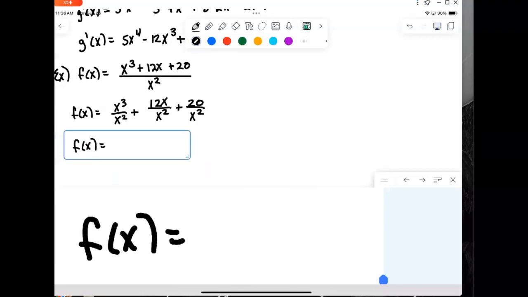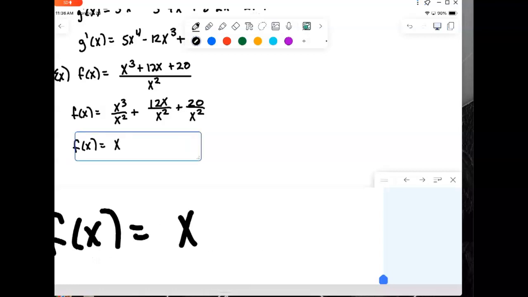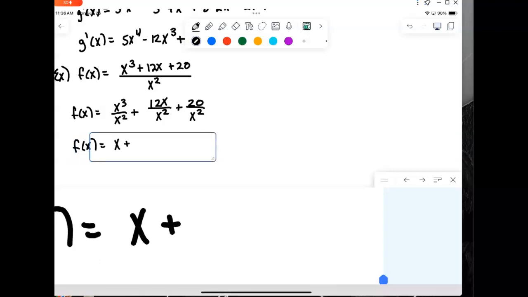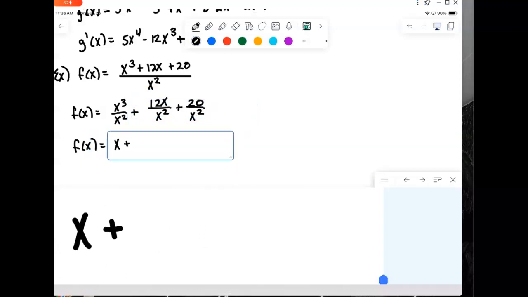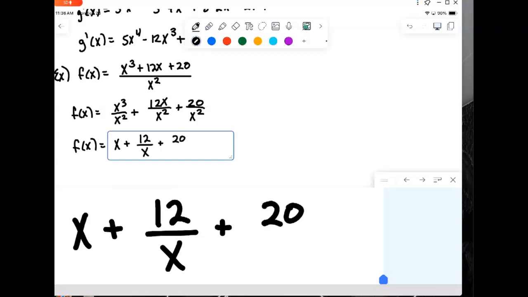x cubed over x squared would just be x to the first. Here we have 12x over x squared. We can cancel one of the things from the bottom with one of the things from the top, but we're still left with 1 in the bottom. And then 20 over x squared.